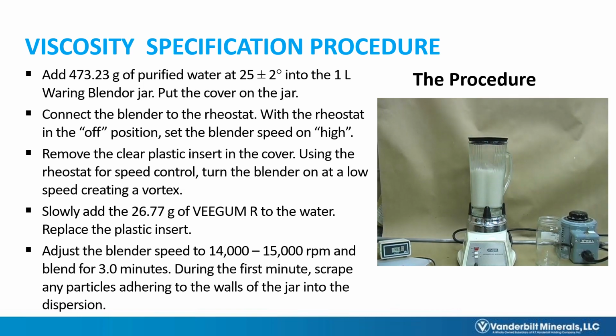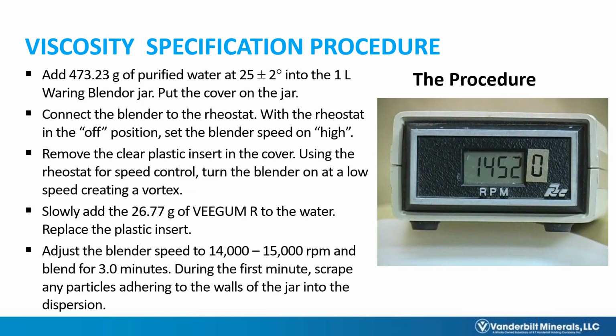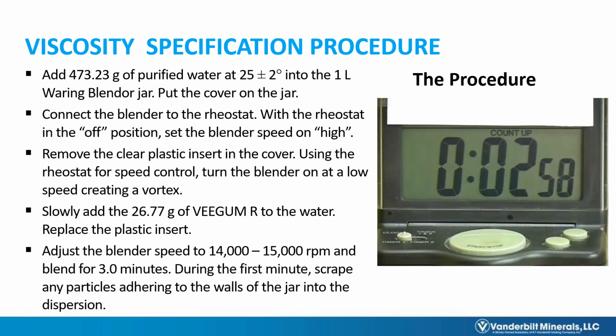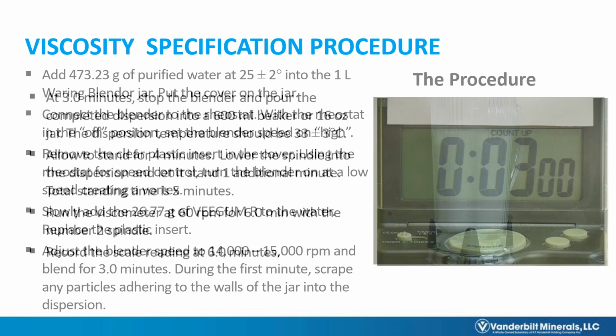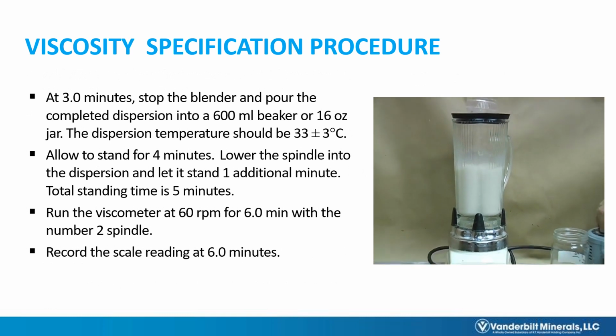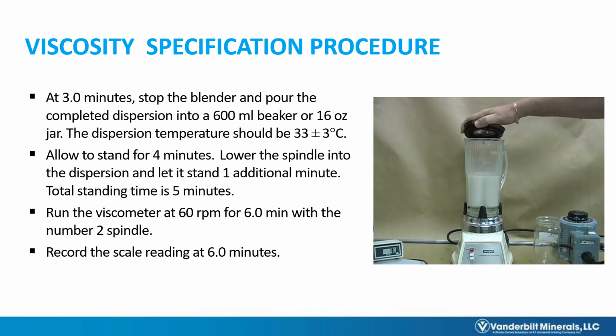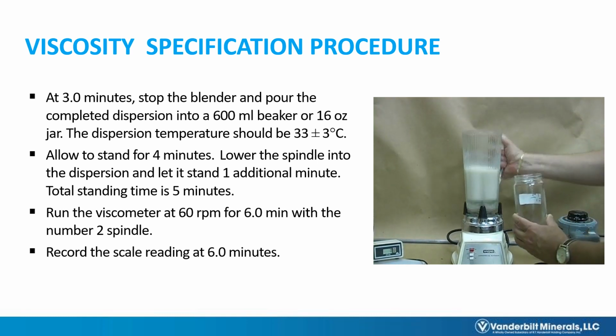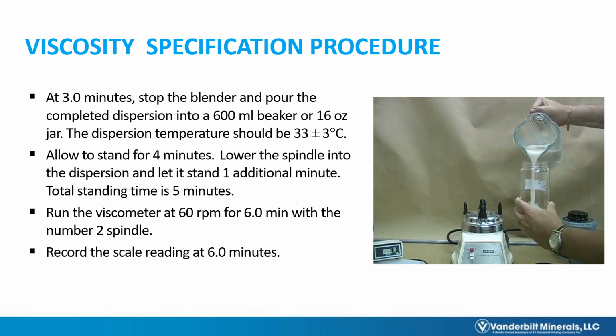Replace the plastic insert. Adjust the blender speed to 14,000 to 15,000 rpm and blend for 3 minutes. During the first minute, scrape any particles adhering to the walls of the jar into the dispersion. At 3 minutes, stop the blender and pour the completed dispersion into a 600 ml beaker or 16-ounce jar. The dispersion temperature should be 33 plus or minus 3 degrees Celsius.